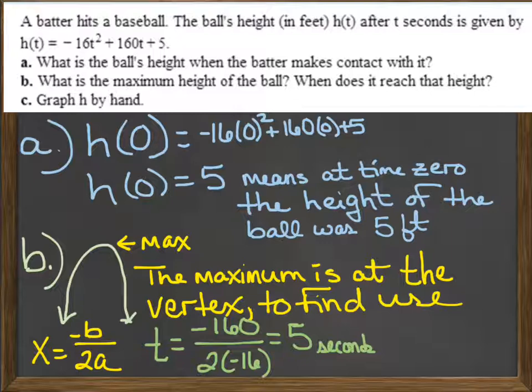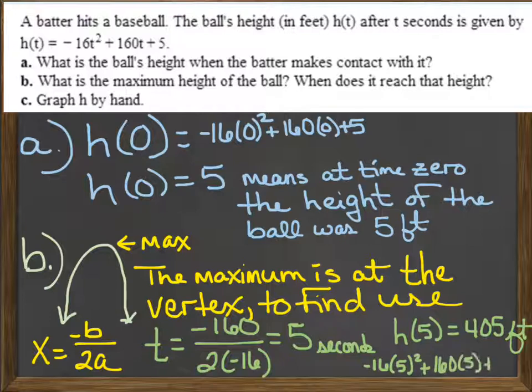And to figure out what that height is, you'll have to actually substitute the 5 back into the equation for t. So the value we're getting here is the time it takes to reach that maximum height. But if you want to know the actual height of the ball, the maximum height, you have to substitute those seconds back into the equation, which ends up being 405 feet. So we end up with 405 feet if we substitute 5 into our equation. So that answers part B.